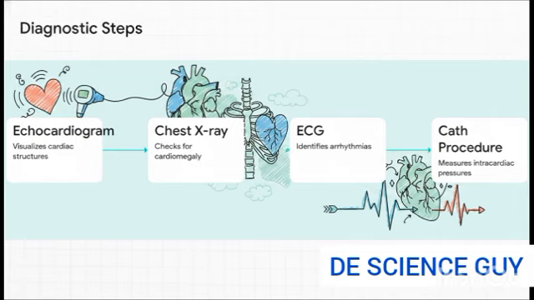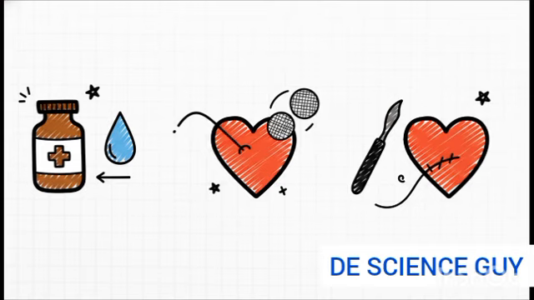And for the really complex cases, doctors will use cardiac catheterization. This is an advanced imaging technique used to directly measure intracardiac pressures and figure out precisely how that blood is flowing. Depending on the severity and specific type of the defect, management is highly tailored to the individual.